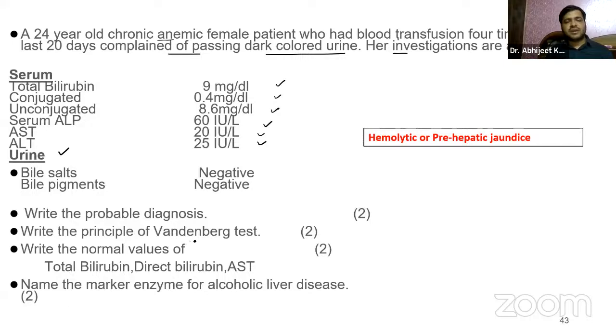So obviously, the second question again remains the same, the principle of the Van den Bergh test. Again, it is from the last question. The levels again remain the same and the marker enzyme will again remain the same, guys, right?